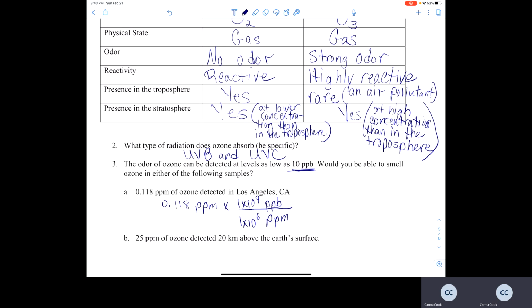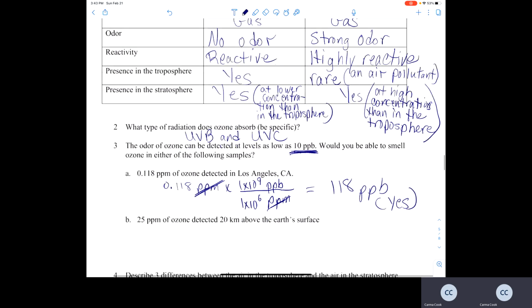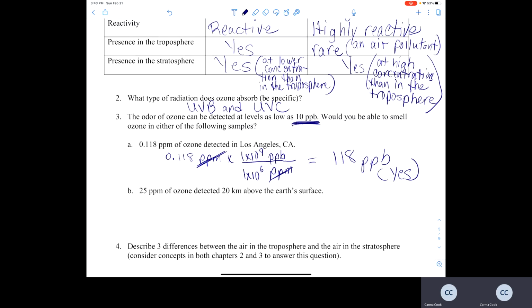1 times 10 to the 9th parts per billion per every 1 times 10 to the 6th parts per million. The parts per million cancel. We take 0.118 times 1 times 10 to the 9th, and then we divide that product by 1 times 10 to the 6th, and we get 118 parts per billion. So yes, we would be able to smell it because that's greater than 10. So anything greater than 10 parts per billion ozone, we would be able to smell it.